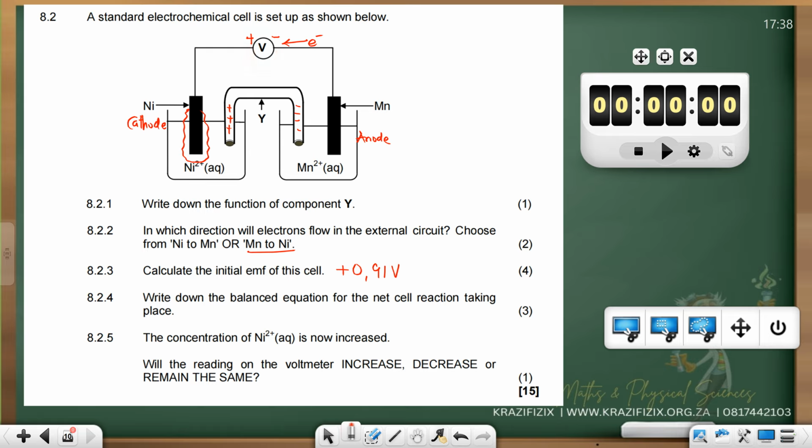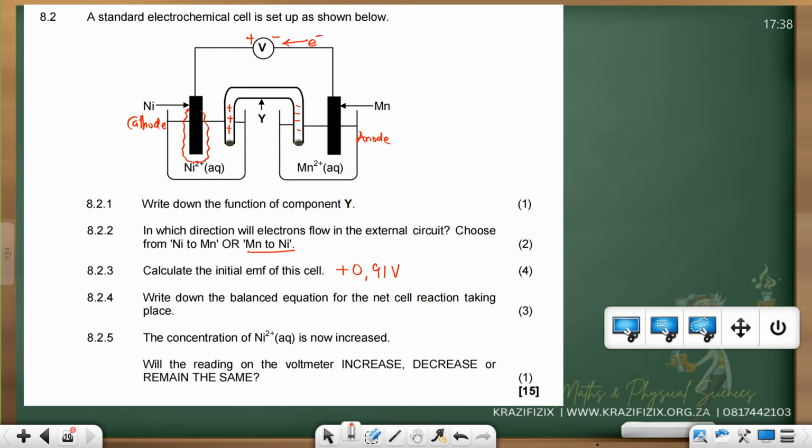Please talk to me. Are we all okay here? If we're okay, we want to move. We don't want to waste time. Is there anyone who needs help on how to calculate? And please don't write E-cat. We don't have a cat here. This is not a zoo. Please write the formula the way it is. E cell equals E cathode minus E anode. That is why it's important to know which one is anode and cathode. This is your nickel, and this is your manganese. And then you put your answer there.